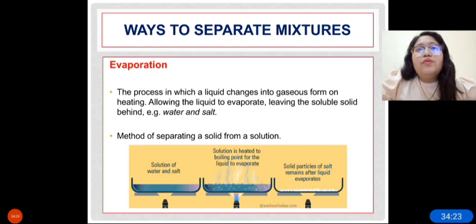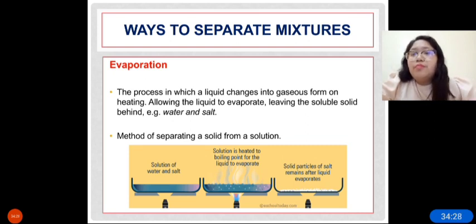And then we also have evaporation. Evaporation is actually the process in which a liquid changes into gaseous form on heating, allowing the liquid to evaporate, leaving the soluble solid behind. An example of that is water and salt. So it is actually a method of separating a solid from a solution.